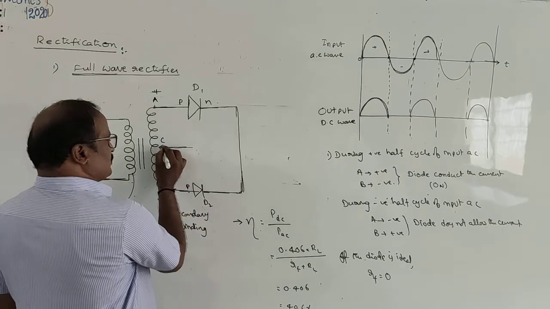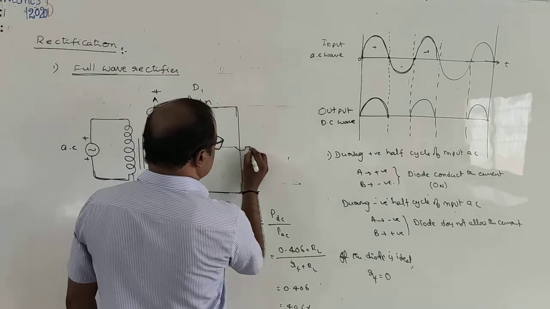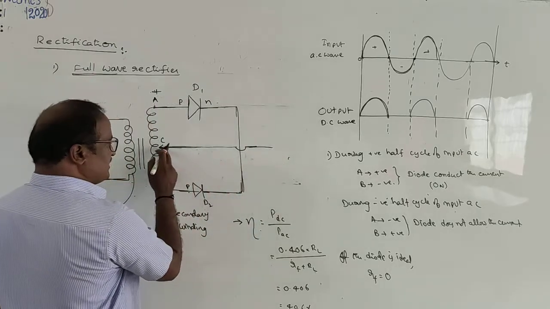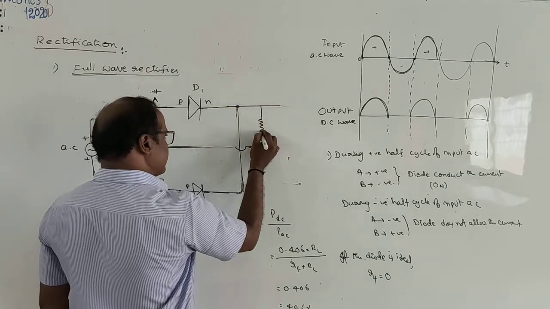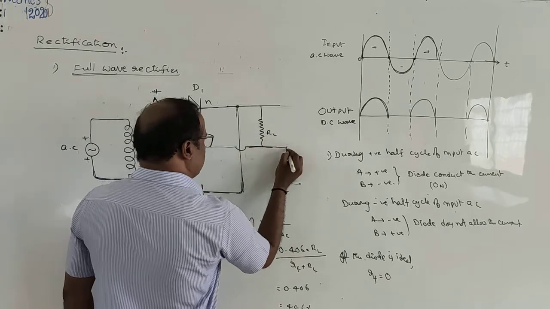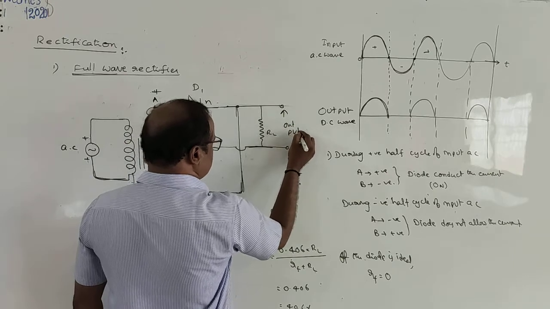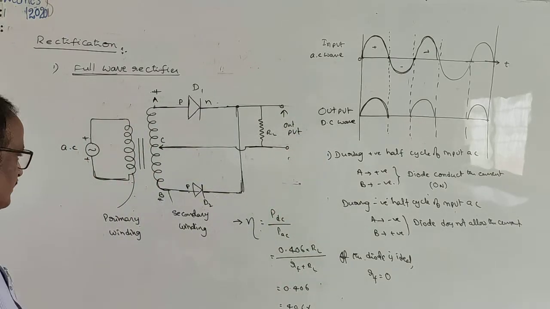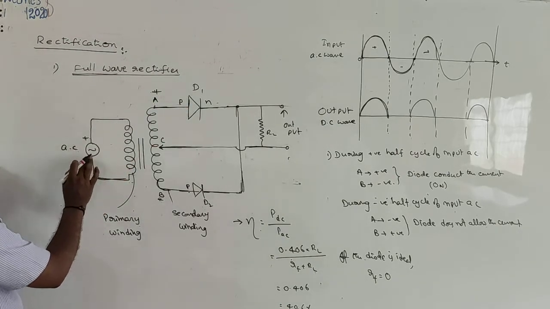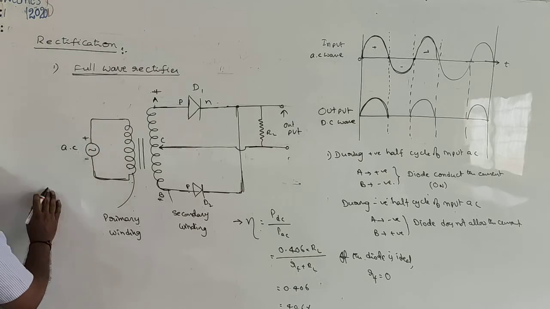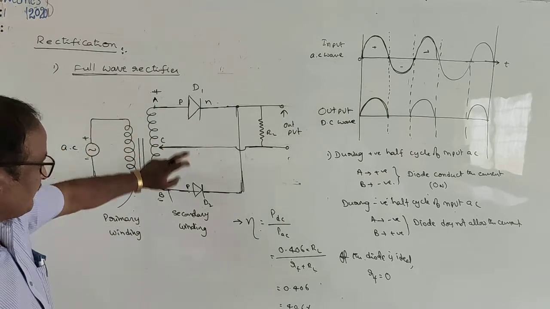So a wire is connected to the center of the secondary winding. In between the point C and the n-type regions, a load is connected. This is the load resistance RL, and the output is taken across the load resistance. Okay, see here, my students. During the positive half cycle of the input AC, A becomes positive and B becomes negative. Which of the diodes is in forward bias?